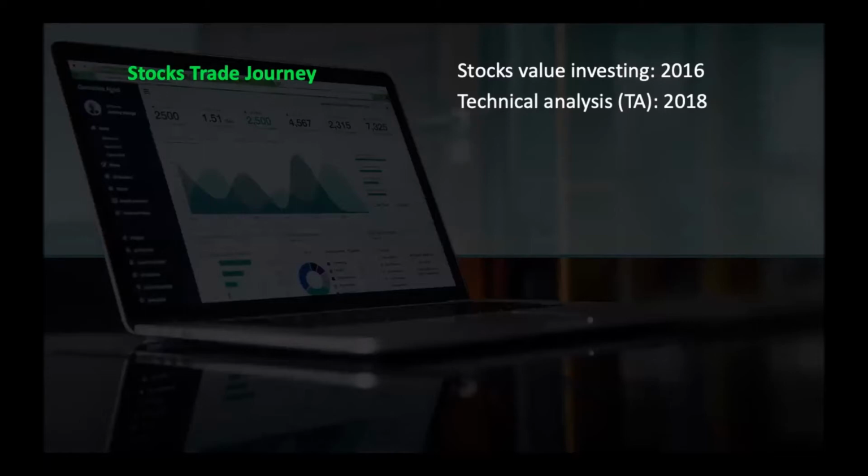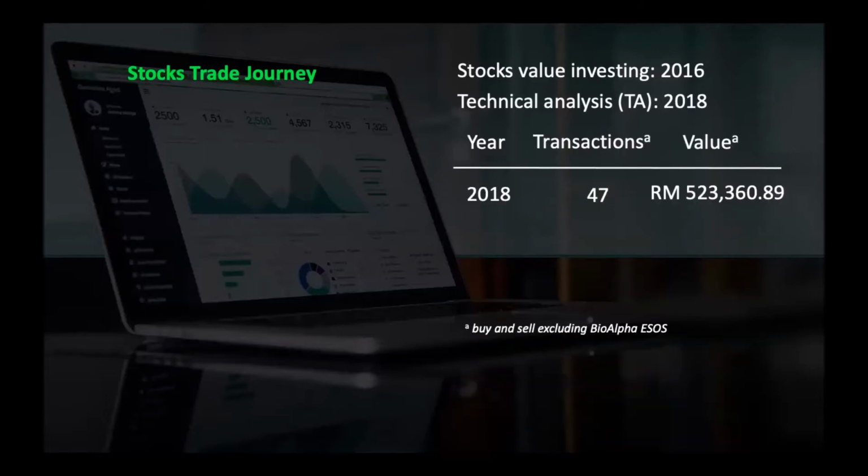Okay, so I started to use technical analysis in 2018. In 2018, I made a total of 47 transactions, buy and sell combined, involving a value of about 500,000. 2019 was about the same, 55 transactions, also about 500,000, buy and sell. This excludes Bar Alpha, because Bar Alpha is about 100,000.